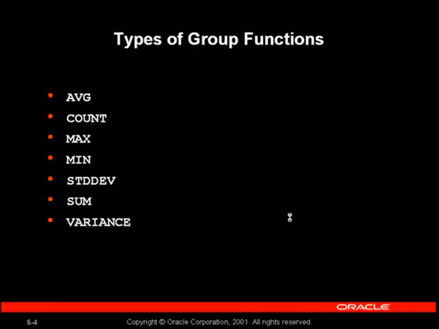There are some other types of group functions. There's a function called average, AVG. There's the count, which gives us the count of the records in that particular table. The MAX gives us the maximum value in a numeric column. The MIN gives us the minimum value in a numeric column. Standard deviation gives us the standard deviation. The SUM sums up the values in the column, and the variance tells us the variance of the values in a particular column.